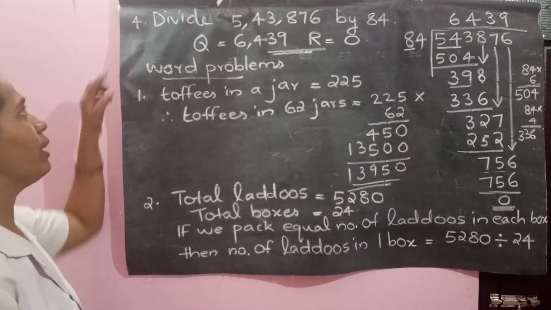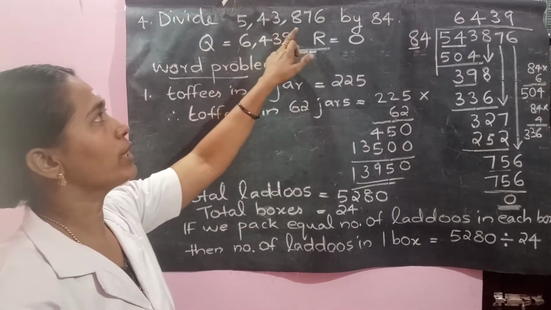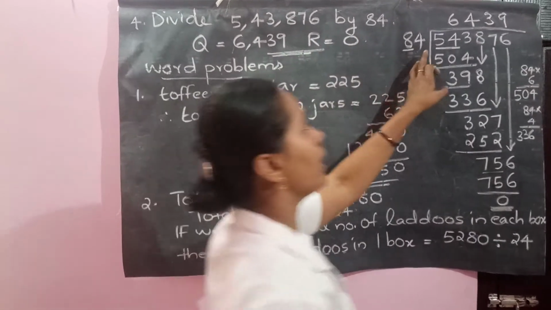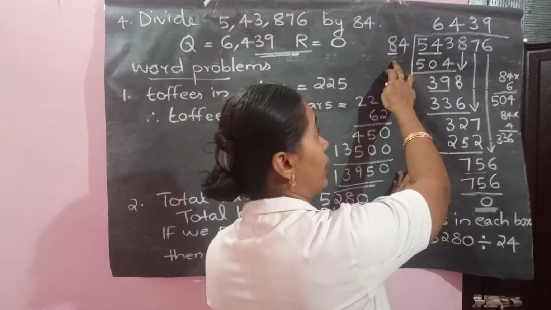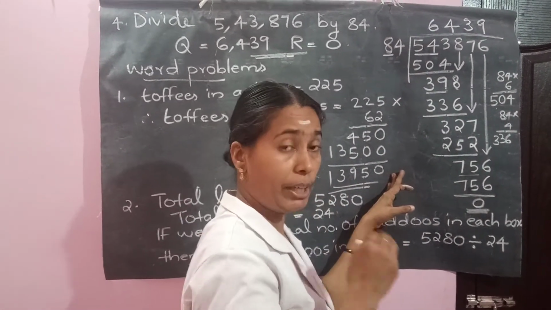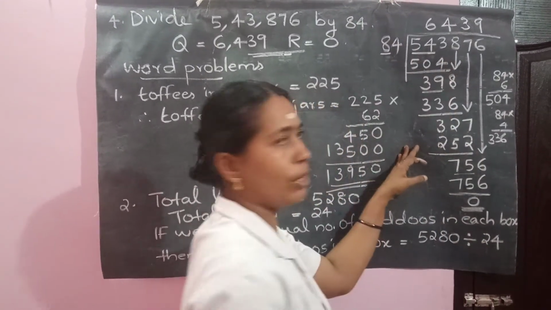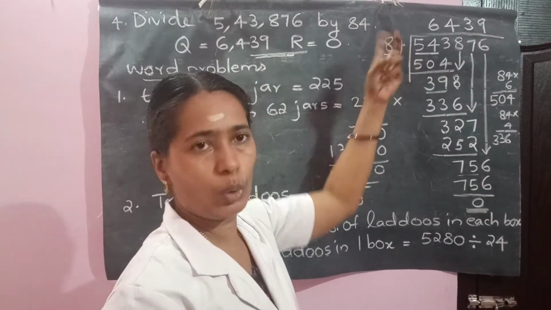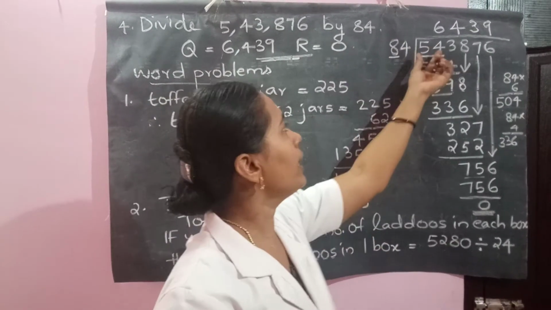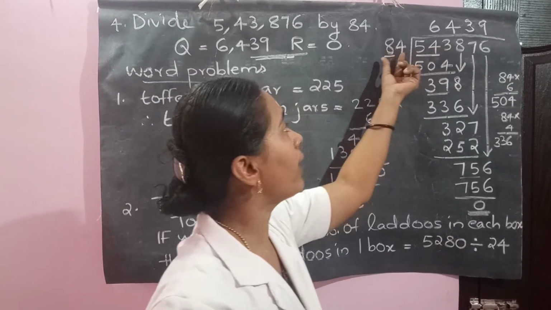Let us move to division. Divide, fourth question. Divide 5,43,876 by 84. A large number is given and the divisor is 84. 84 is also a little bit of a large 2-digit number, isn't it? So when we are starting division, first of all, how many digits are in the divisor? 2 digits are there. First you consider 2 digits inside. But here 54 is the 2-digit number, and 54 is smaller than 84.